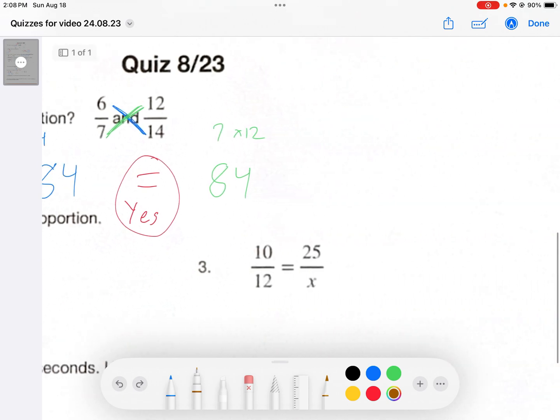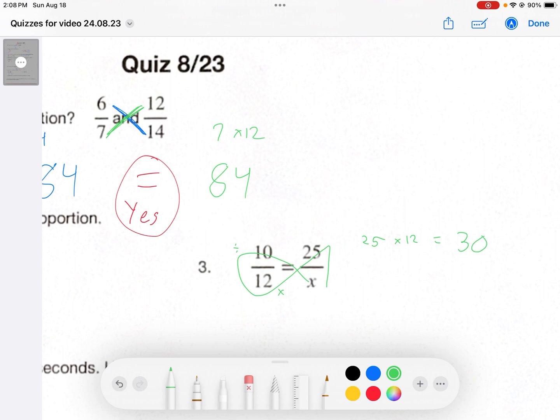Moving over to number 3, 10 over 12 is 25 over something. I'll use the fish method for this one. I started at my variable, went across the fraction. I'm doing 25 times 12 divided by 10. 25 times 12 is 300. And then 300 divided by 10 gives me a final answer of 30.